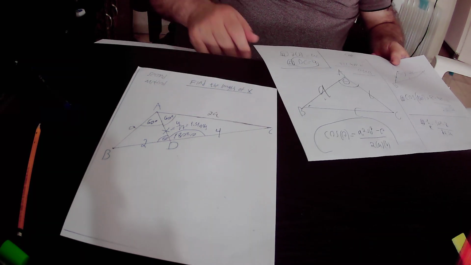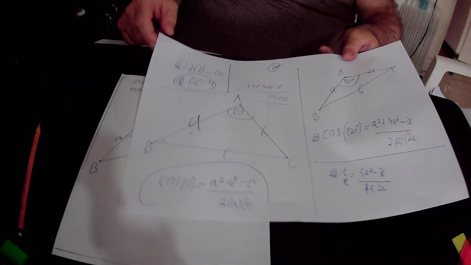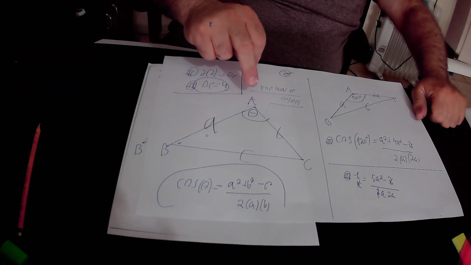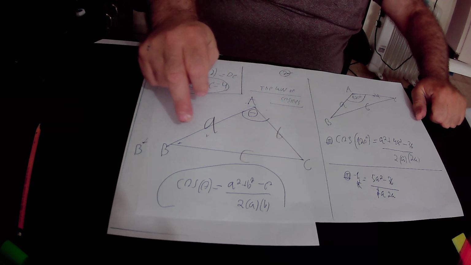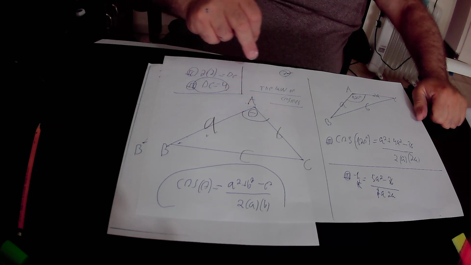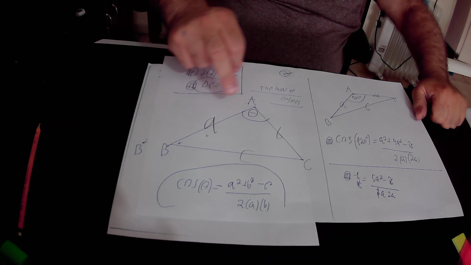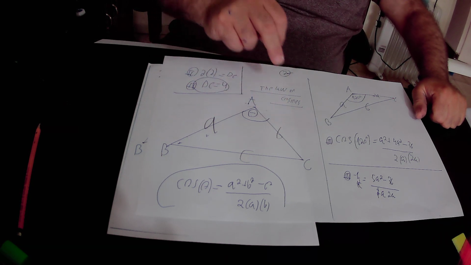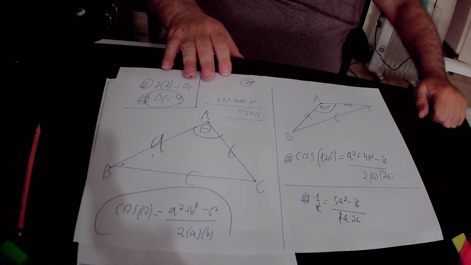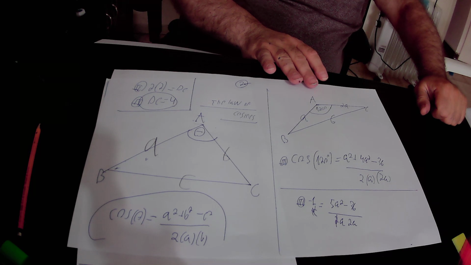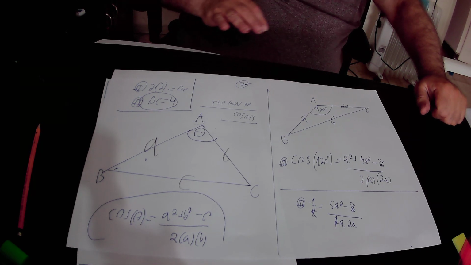Then I presented to you the law of cosines, which is true in any triangle. If we have triangle ABC, the length of AB is A, the length of side AC is B, and the length of side BC is C. Here, angle BAC equals theta, then cosine theta equals A squared plus B squared minus C squared over 2 times A times B. We implemented the law of cosines in triangle ABC, so I copied triangle ABC onto this page.